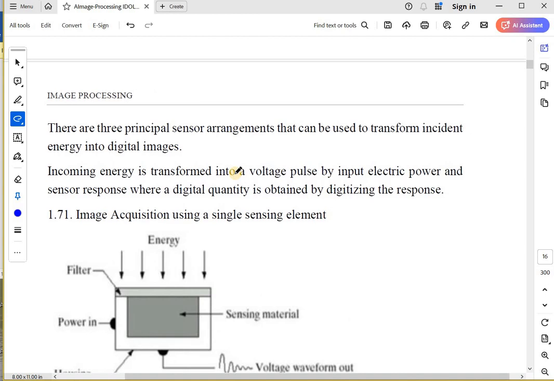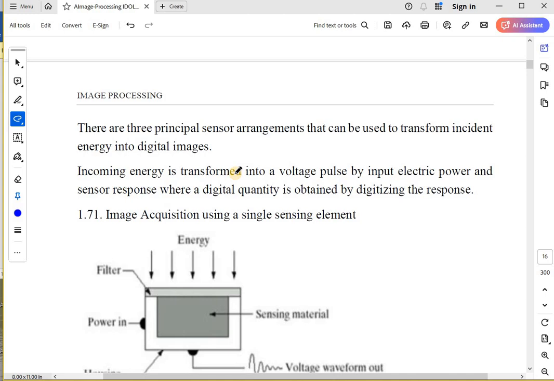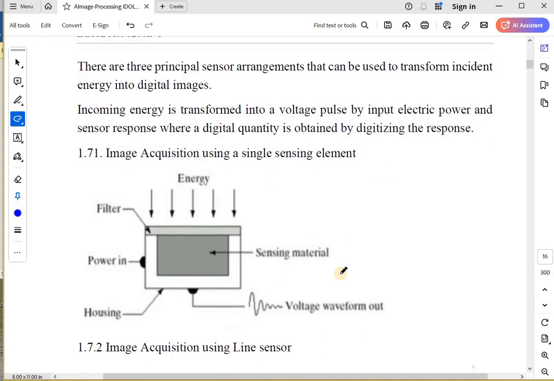Now whenever I say that I'm going to capture the image, obviously I need a sensor. I need something that will sense the light, and then that light energy will be converted to some other form of energy. So there are three principal sensor arrangements that we have. The very first thing is a single sensing element. You can see over here. The energy is coming, there's a filter, there's a sensing material, and you are getting the output in a voltage form. Housing is nothing but it is a cover to the sensor.